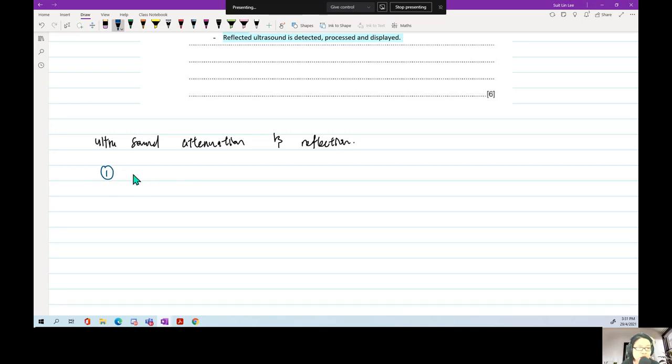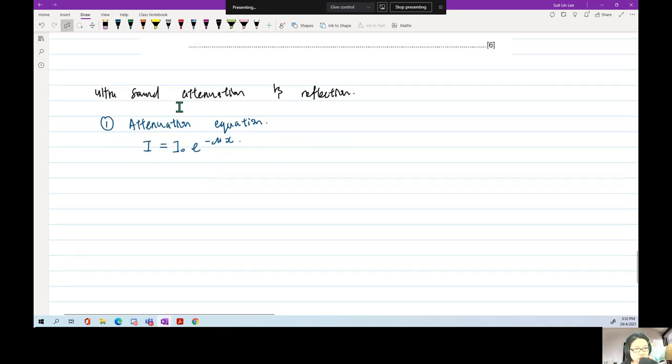Number 1, what is the attenuation equation? We will see this attenuation equation later at our last medical imaging, which is MRI. But the attenuation equation here is I is equal to I naught e to the negative mu x. I have explained before in the lecture notes how you can fashion out this equation from the list of equations that is given to you.